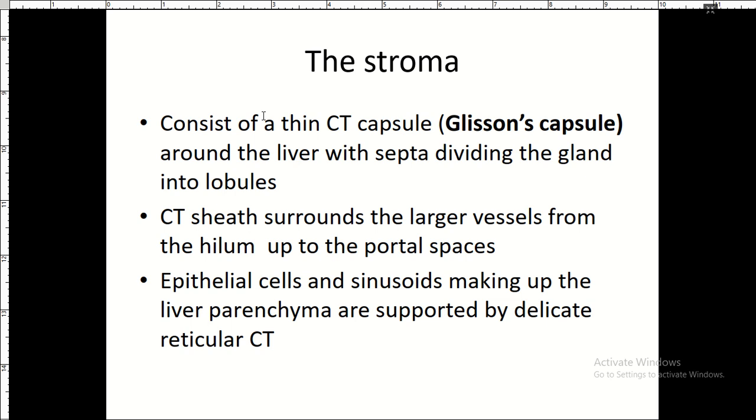So we have a capsule that sends septa into the liver, dividing it into lobules, and the connective tissue that will surround larger vessels, right? And we also have epithelial cells and sinusoids making up the liver parenchyma, right? And the parenchyma is going to be mainly supported by delicate reticular connective tissue, which you're going to see very soon.